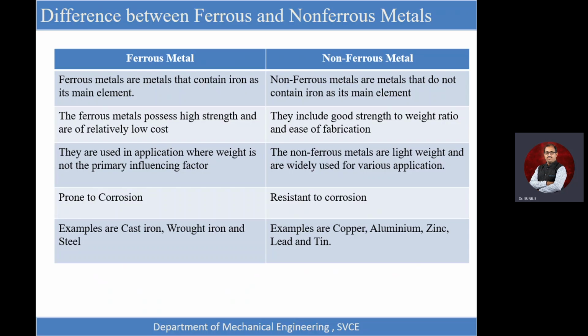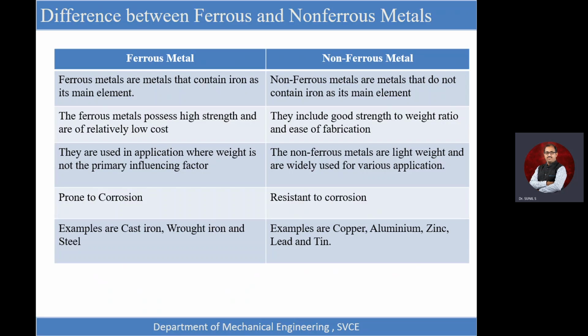So when you consider your car, the cost comes into the picture. Strength should be high. Weight is not an important factor. Even if it is a little bit higher, it doesn't matter. Like that, ferrous metals are used in applications where weight is not a primary factor, whereas non-ferrous metals are lightweight and widely used for some specific applications. As I told you, ferrous metals are always prone to corrosion. Wherever the iron element comes into the picture, corrosion will be there. Non-ferrous metals are resistant to corrosion. They will never get corroded.